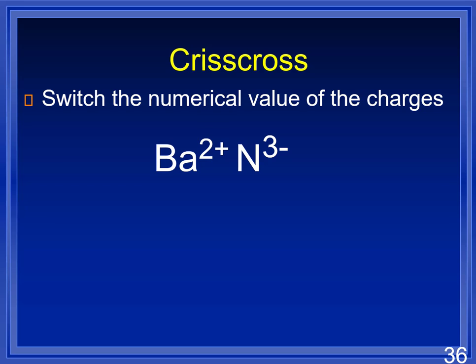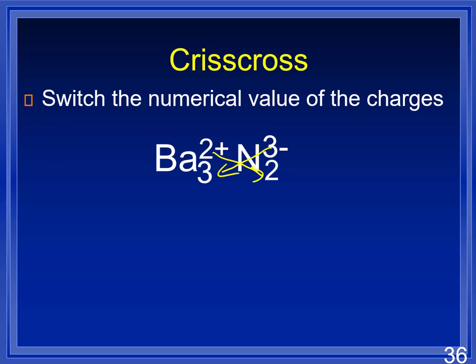But the easy way is the crisscross. Take the 2 from Ba and stick it next to N. Don't bring the sign. Take the 3 from N and stick it next to Ba. So I take this number, move it here, that number, just their absolute value, not their charge. And it's just a math trick that's going to make this work.